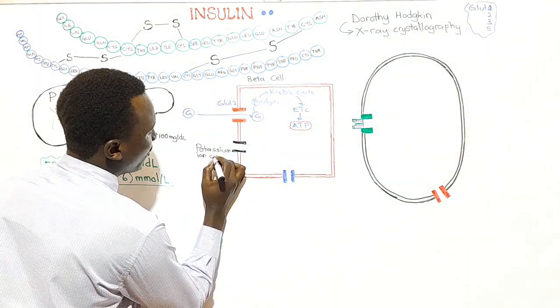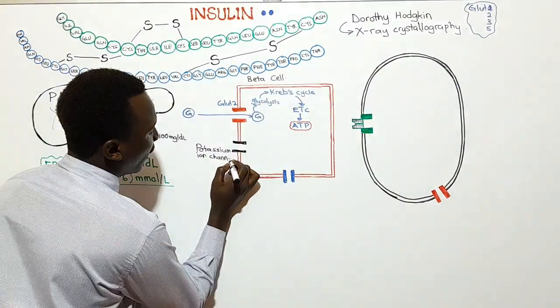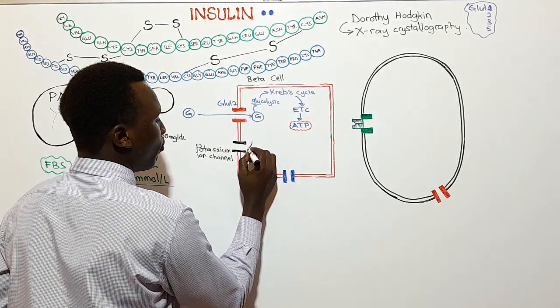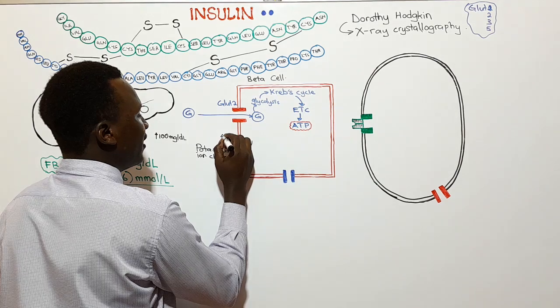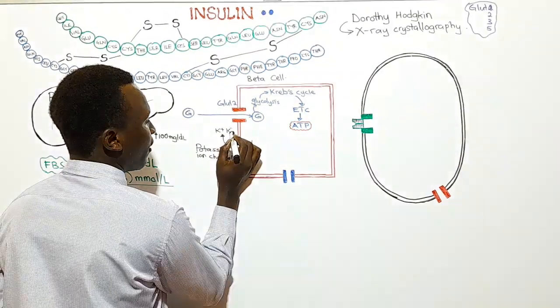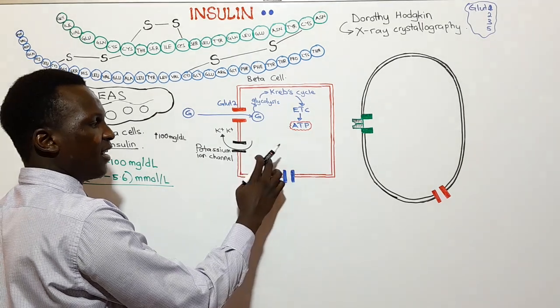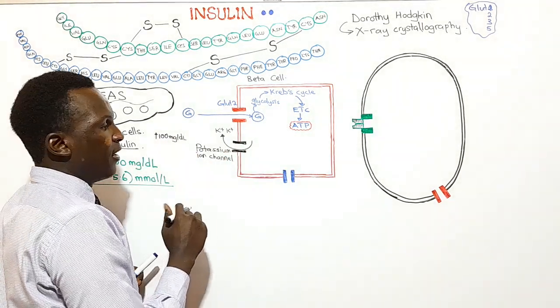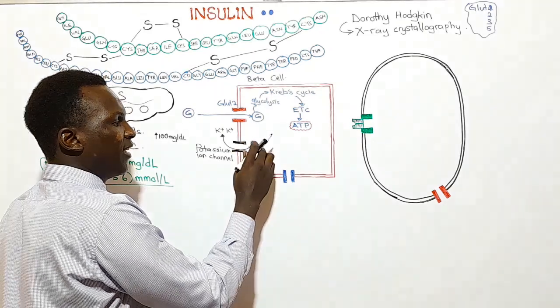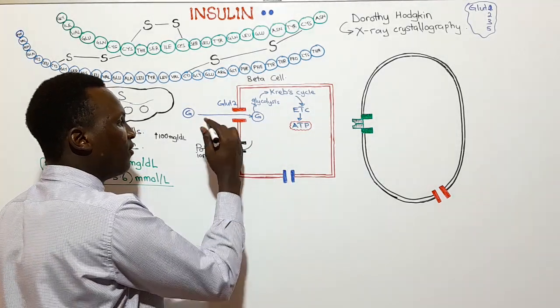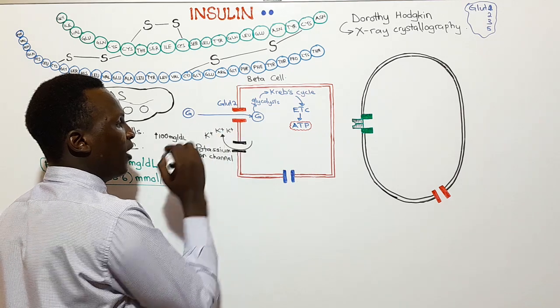So this potassium ion channel allows for exit. Normally, it allows for exit of potassium ions into the extracellular space. Why? Because inside the cell, there is a lot of potassium compared to the outside. Because of that, the potassium ions that are inside the cell will leave into the outside part of the cell.